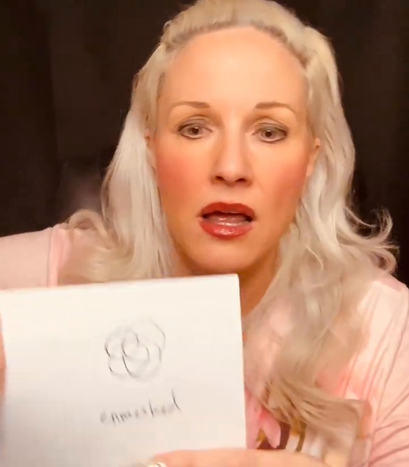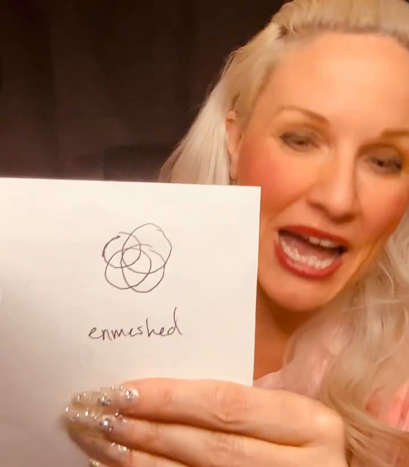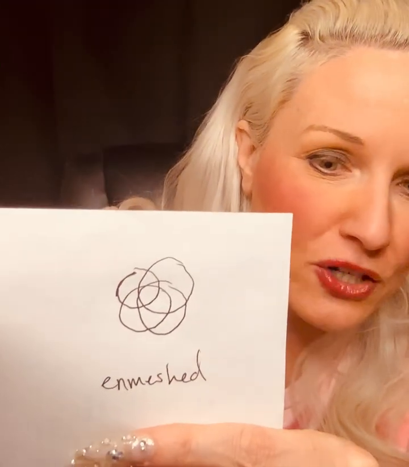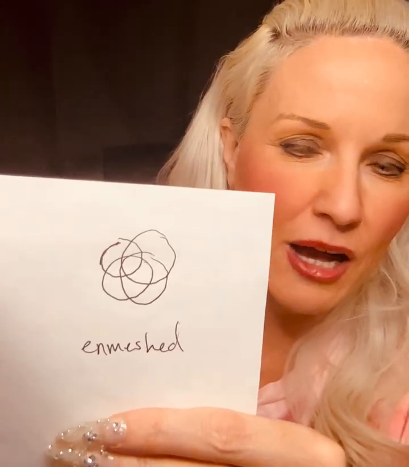Then you have, this is the last one, enmeshed. As you can see, there are 4 circles there, and they're all chaotic, like one big blob, kind of all over each other. That is when you have a family that is in each other's faces, in each other's business, and they're controlling each other. No one's communicating effectively. Everyone's focus is on other people and not themselves.